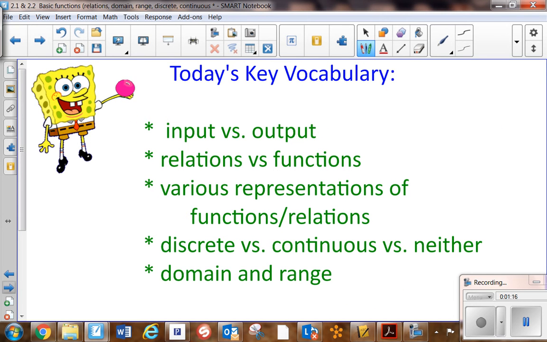So here are the things we're going to talk about. Hopefully some of these will start spurring some memories in your head. We're going to talk about input versus output, relations versus functions, and the various representations of functions and relations. We're going to talk about discrete and continuous, and we're going to talk about domain and range. Some of you probably never heard of these, but others of you are like, we spent a lot of time on that.